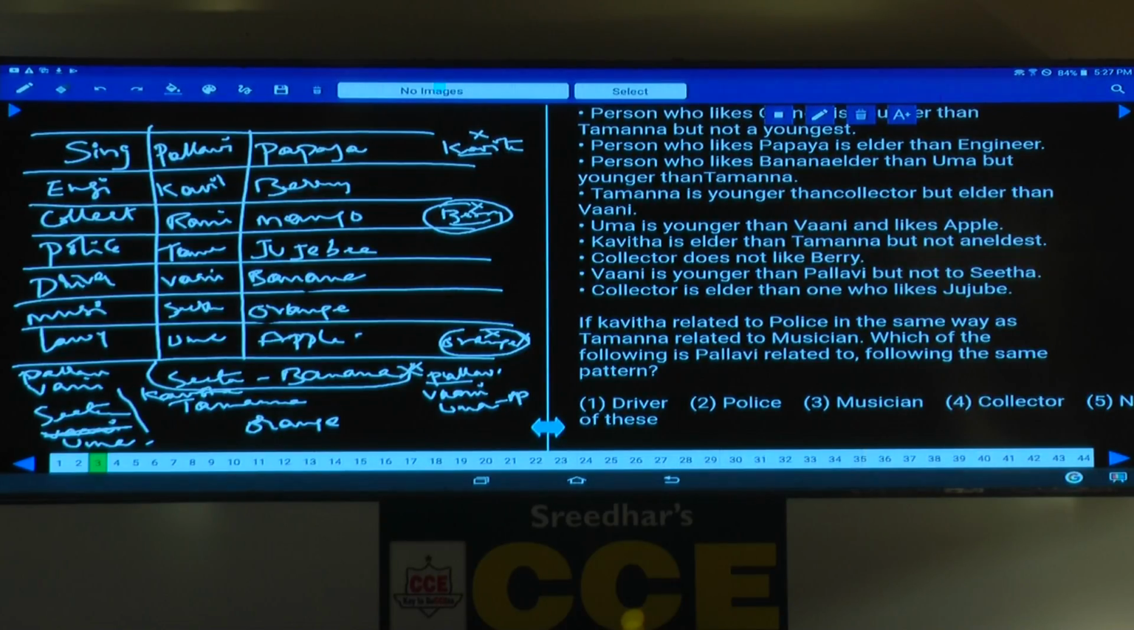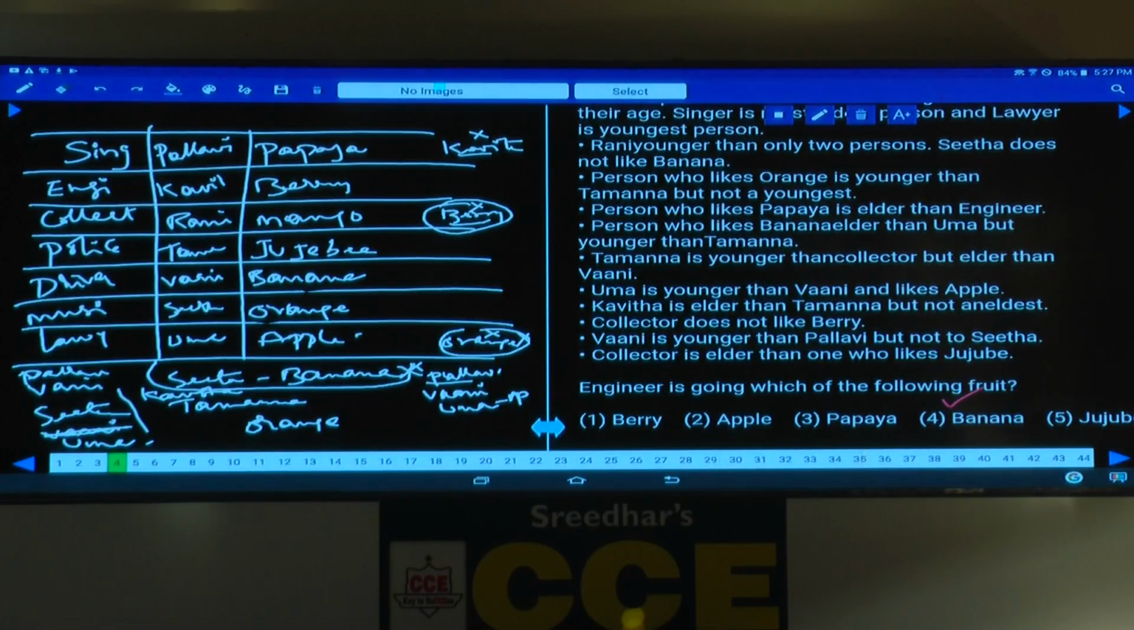Exactly 1. Then which of the following is Pallavi related to? Pallavi is related to the collector, that is choice 4. Collector, choice 4. Then question number 4.